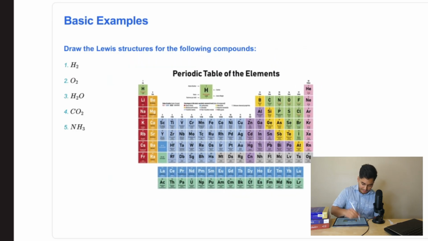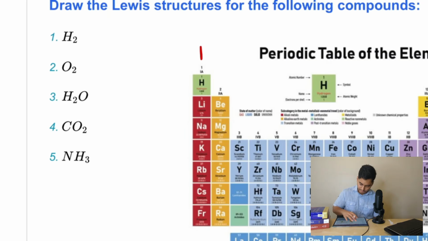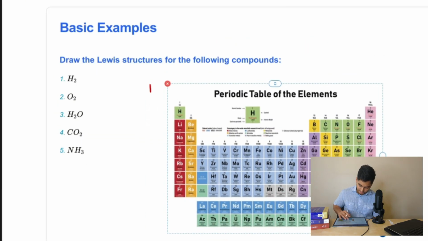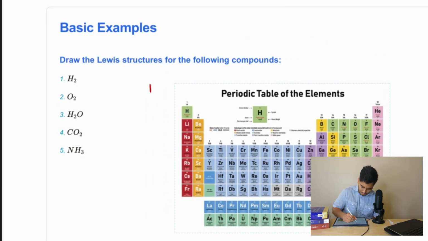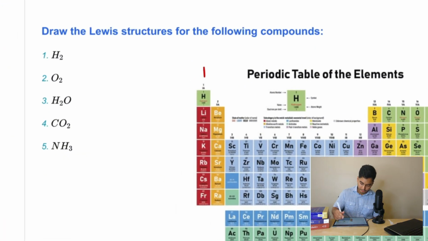Okay, very good. So H lives right over here. Remember, we said that's the first column. It's going to have 1 valence electron. So we're going to have 1 valence electron for H. Okay, and then let me move this to give us a little more space. And this as well. Okay, so we have 1 valence electron for H.